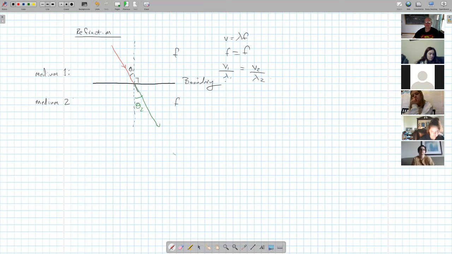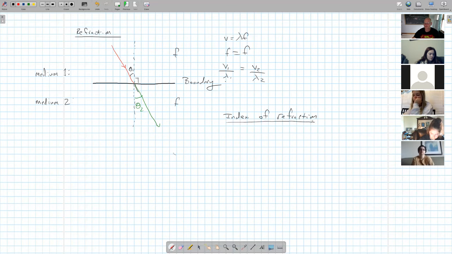Right? So basically, as it moves from one medium to another medium, the speed at which the wave is traveling is going to be different in each of these two mediums. Now, what dictates how fast the wave is moving inside each of these mediums is what's known as the index of refraction. We looked at this in lab, but let's talk about it again.